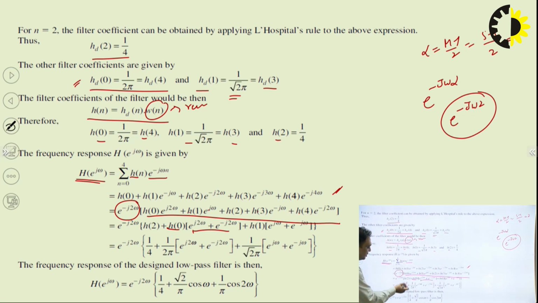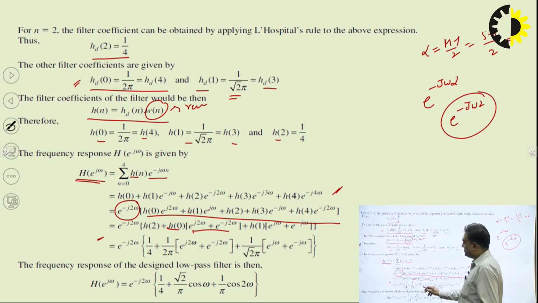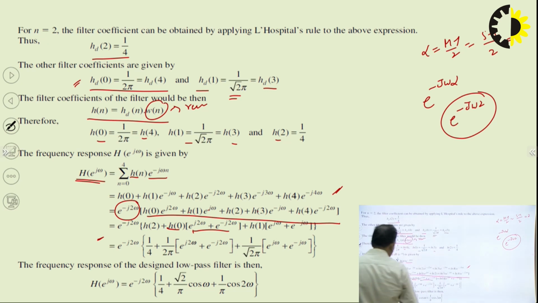Then you will put the coefficient values 1 by 4, plus 1 upon 2 pi, plus 1 upon root 2 pi, like this. Now what is the value of e to the power j2 omega plus e to the power minus j2 omega? Cos 2 omega plus j sin 2 omega plus cos 2 omega minus j sin 2 omega. So this value will become 2 cos 2 omega. Similarly here, this value will become 2 cos omega. So when you put these, you get the frequency response of the designed filter.